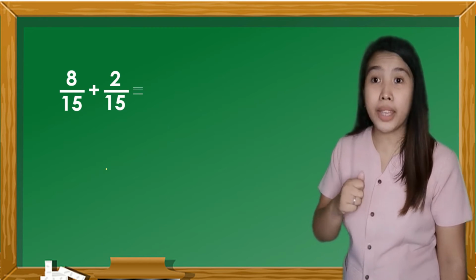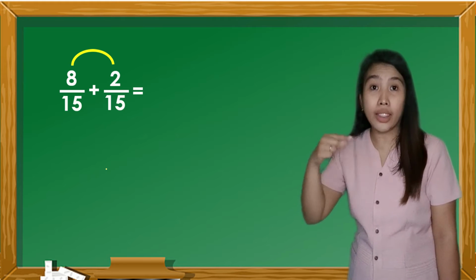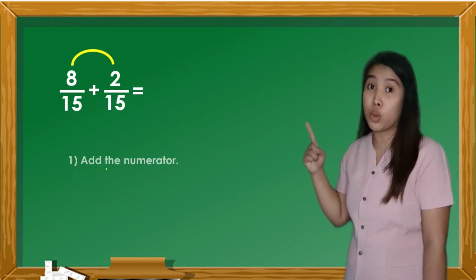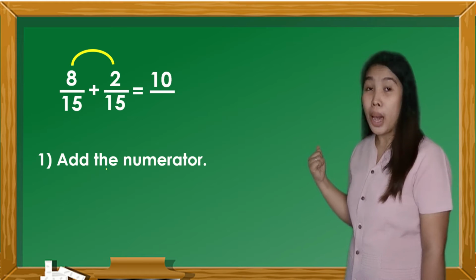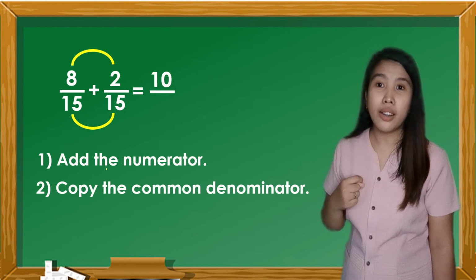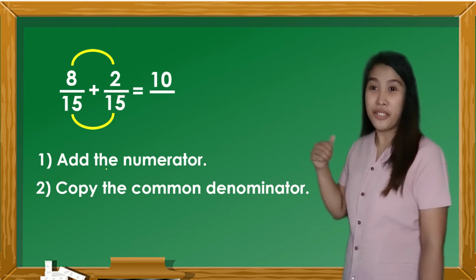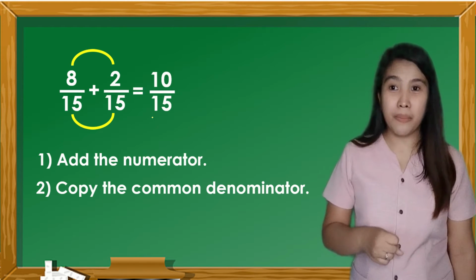Since they have the same denominators, all you have to do is to add the numerators. So 8 plus 2 is 10. And then, copy the common denominator. So what is our common denominator? Very good. That would be 15. Okay, we have step 3.